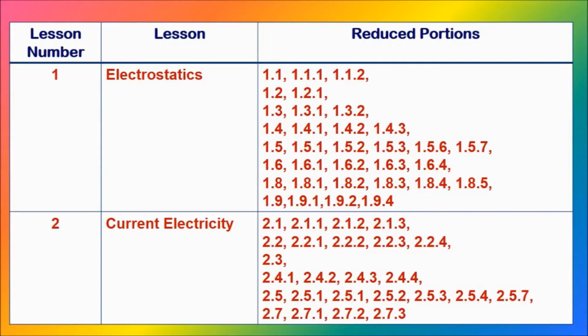Next we are going to see unit 2, current electricity: 2.1, 2.1.1, 2.1.2, 2.1.3, 2.2, then 2.2.1, 2.2.2, 2.2.3, 2.2.4, then 2.3, then 2.4.1, 2.4.2, 2.4.3, 2.4.4, then 2.5.1, 2.5.2, 2.5.3, 2.5.4, 2.5.7, then 2.7, 2.7.1, 2.7.3.